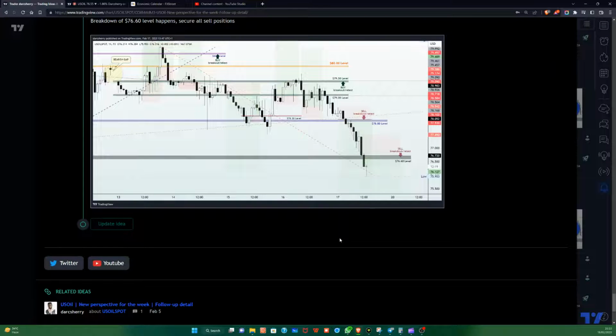And as a result of this, we saw a situation where price closed below the $76.60 level, to further emphasize the strength of the sellers at this point.